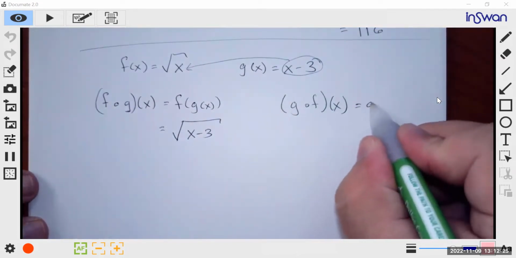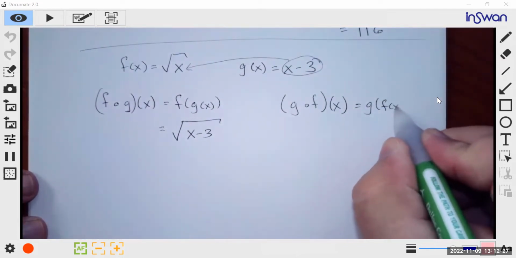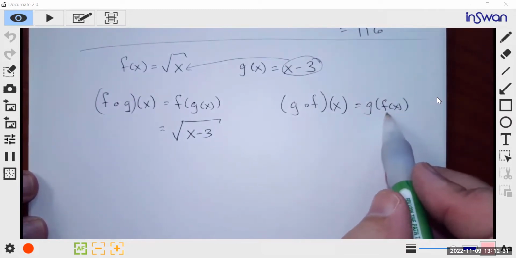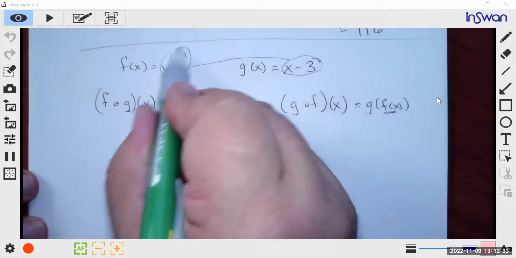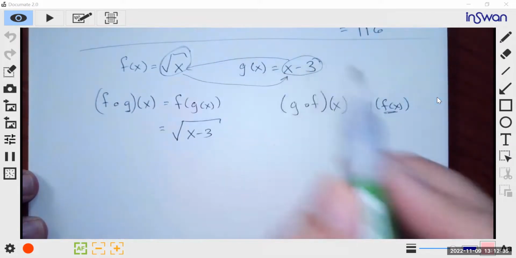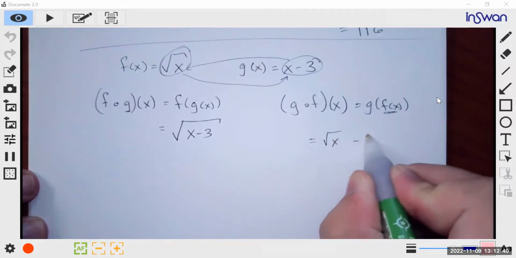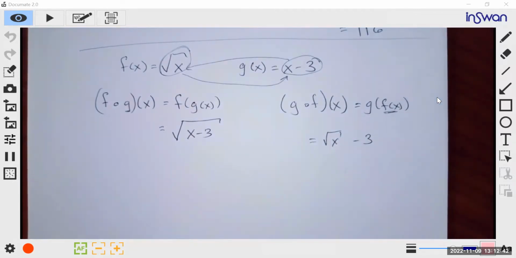Conversely, what this one says is the f function goes in place of x in the g. And there you have it.